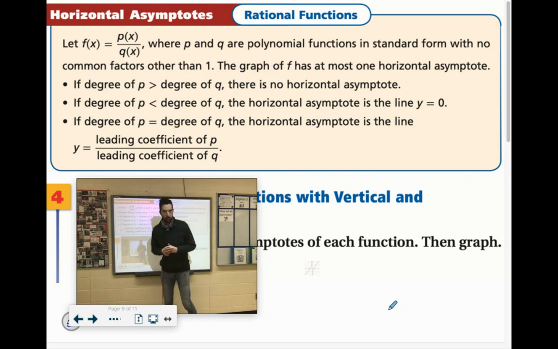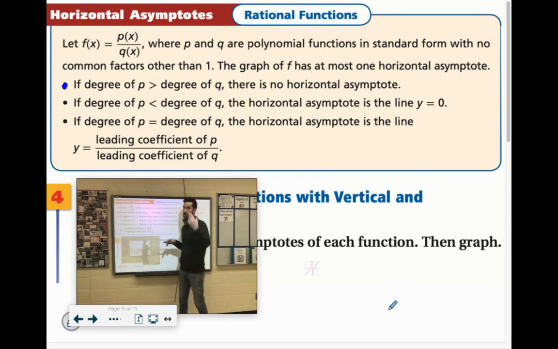All kinds of asymptotes. If the degrees in the numerator are higher than the degrees in the denominator, then there's going to be no horizontal asymptote. So if the degrees are higher on top than they were on the bottom, there's no horizontal asymptote, which in the last couple examples we did, that was the case.